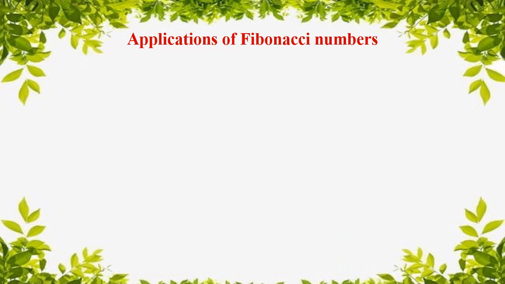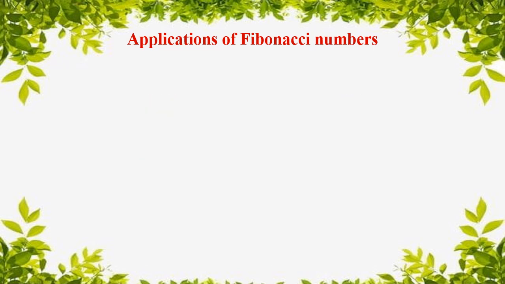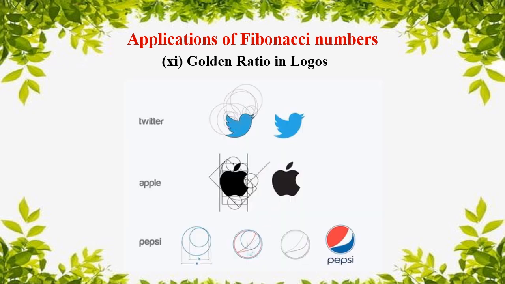So the 10th example is the golden ratio in galaxies. Our galaxy clearly shows how the golden ratio forms by golden triangles, as we can see in this image. So the last example is logos. Our logos are in the golden ratio. The famous logos in our daily products like Twitter, Apple, Pepsi and many more applications have logos designed using the golden ratio.